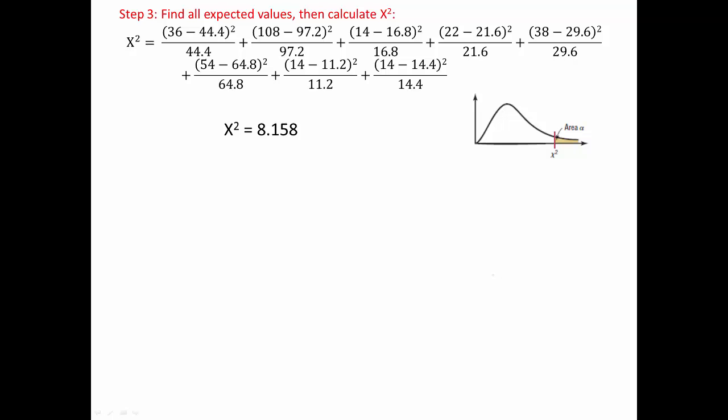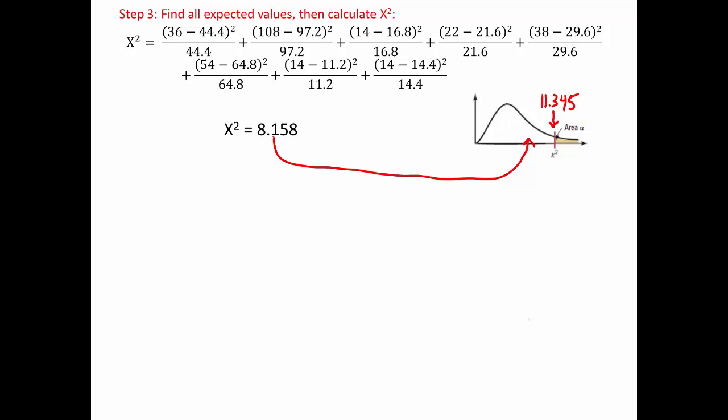Okay, so where are we at? If this ends up being 8.158, where are we at? Are we in the unshaded or shaded? Unshaded, because our chi-squared critical value is 11.35, and this is smaller than that. So just pointing to that, that means the following.